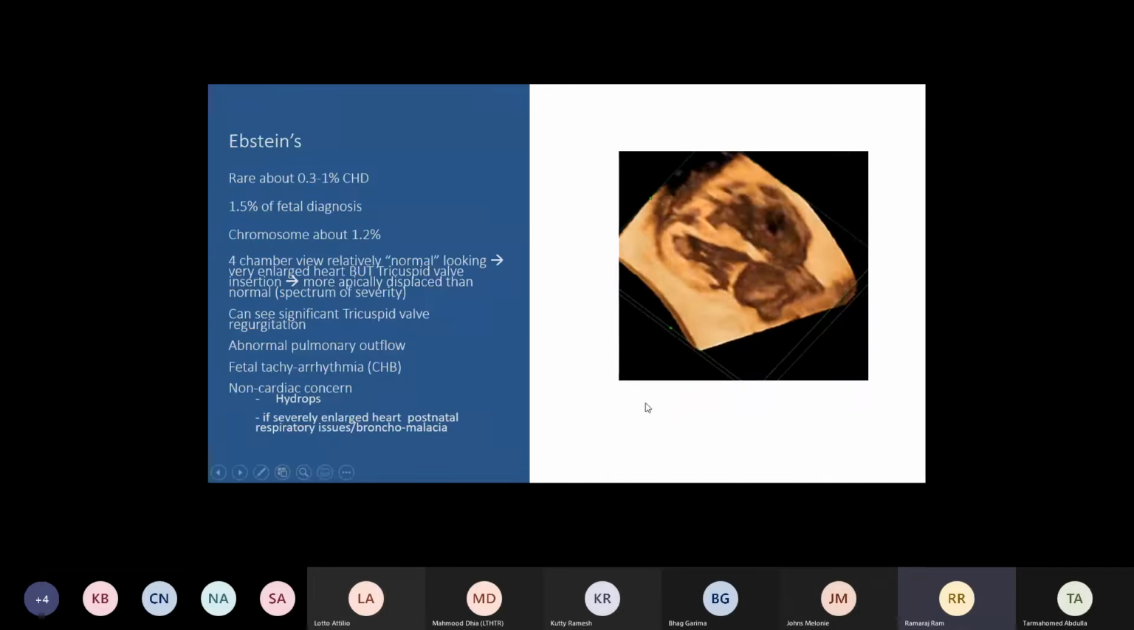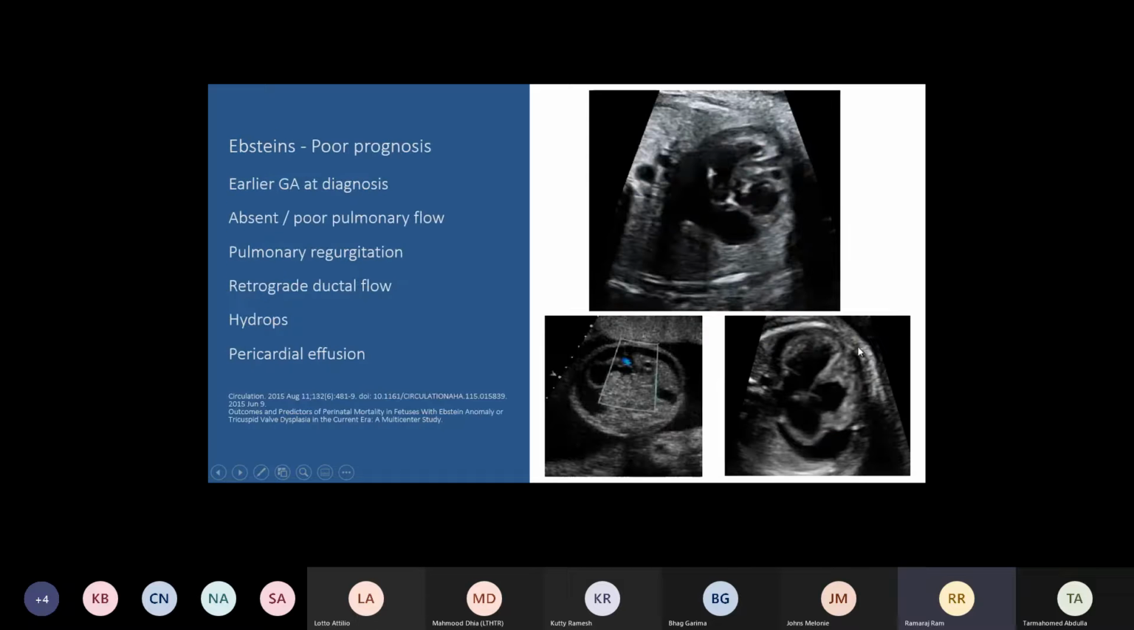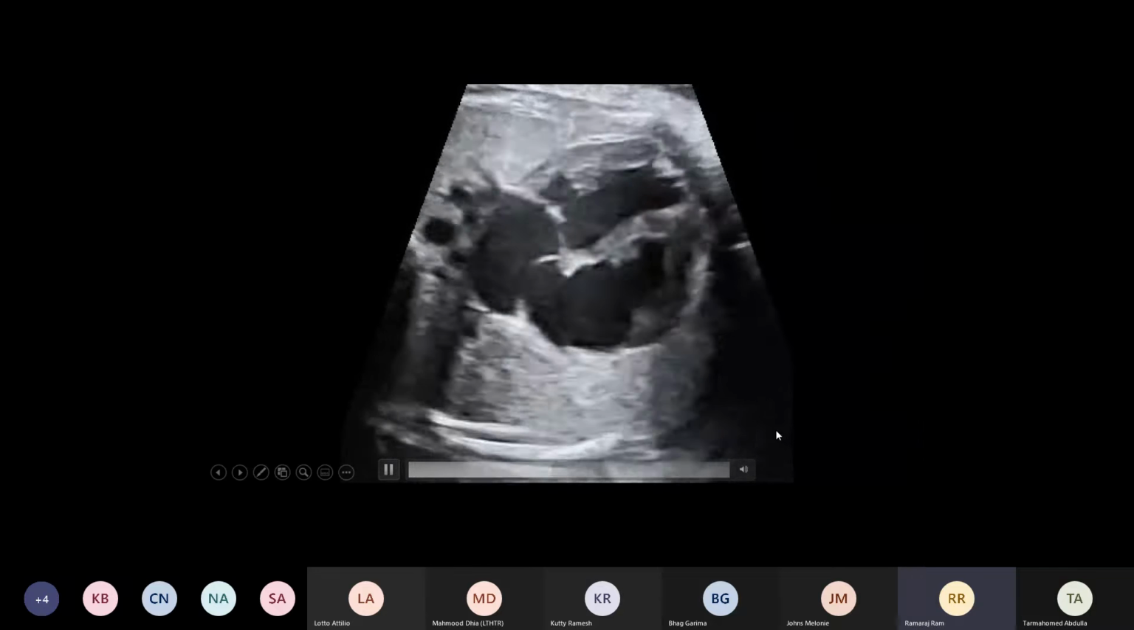So another important condition on the four-chamber abnormality is Epstein's, which is a very small percentage on fetal series. So you see the anterior chamber where the septal attachment and migration of the tricuspid valve, and it is enlarged. I think the next one, if you go to, yeah, so still in Epstein.